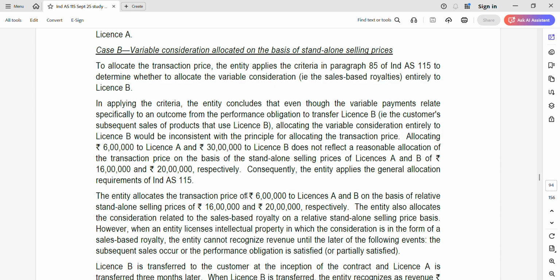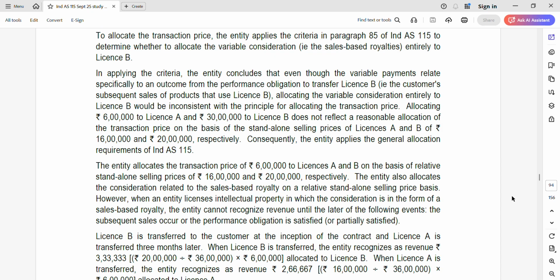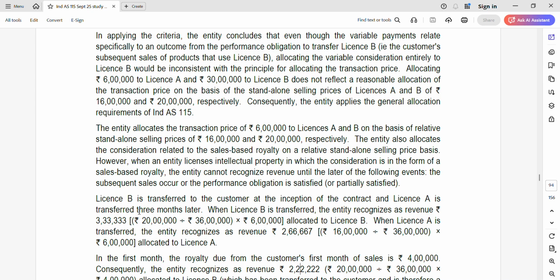So the entity allocates the transaction price. This point is very important. Listen carefully. The entity allocates the transaction price on the basis of relative standalone selling prices, so in proportion the entity will allocate. In this case, license B is transferred to the customer at the inception and license A is transferred 3 months later. So when license B is transferred, the entity will recognize a revenue of 3,33,033. This is very important. Lot of chance for coming in MCQ as well.